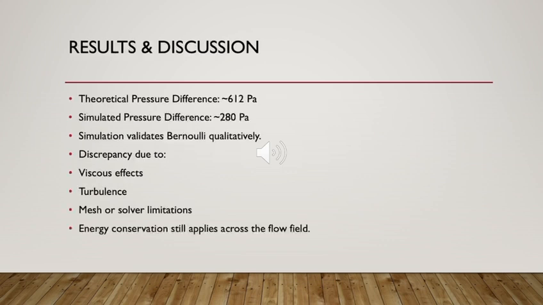While Bernoulli's theoretical pressure drop is approximately 600 pascals, the simulation shows a difference of around 280 pascals, which is quite reasonable, given real-world losses and assumptions made in ideal flow theory. While the simulation doesn't perfectly match theoretical predictions, it closely follows the expected trends. The discrepancies are likely due to viscous effects, turbulence, and minor numerical error, all of which are part of real fluid systems. Overall, the simulation confirms the conservation of energy and momentum in a flowing fluid as described by Bernoulli.